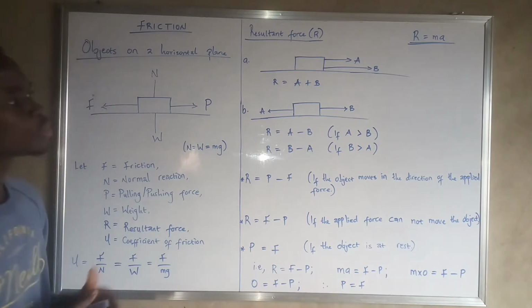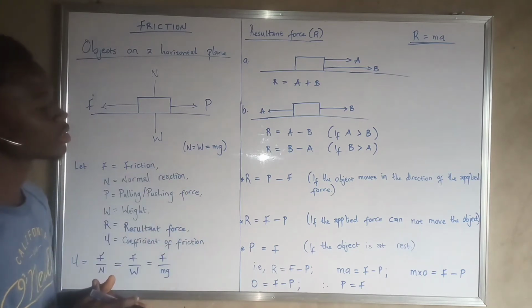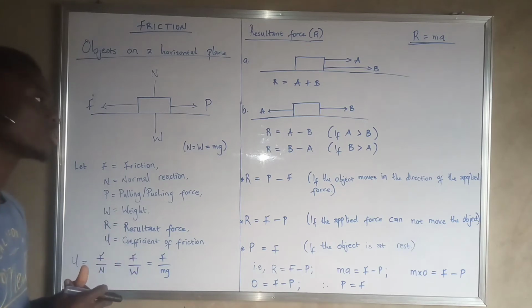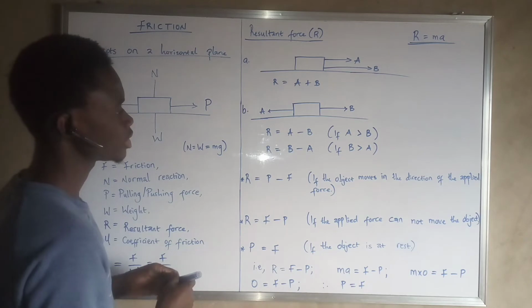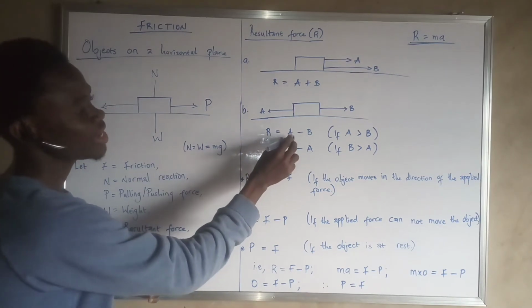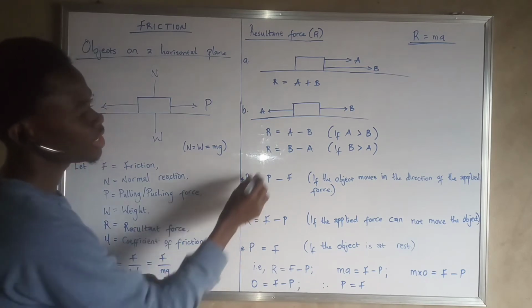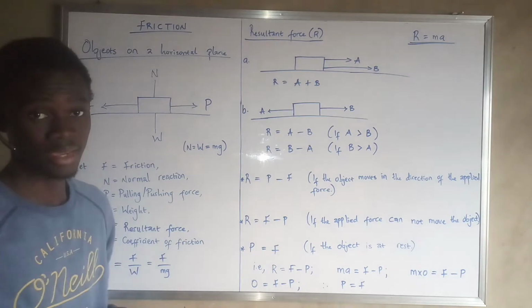B. Two forces acting in opposite directions on the same object. So what's the formula for the resultant force? The formula is going to be R equals A minus B, provided that A is greater than B. Here R equals B minus A, provided that B is greater than A.